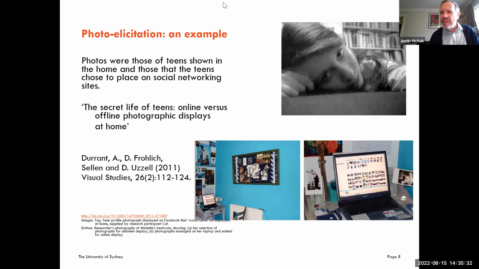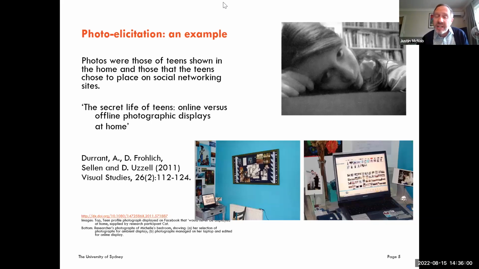This is your other reading for the week. This is an example of photo elicitation. Although sometimes there's a bit of crossover with these methods, we could perhaps say with the study there might be an element of photo voice in it as well, but this is mainly photo elicitation. This is a British study in which the authors did in-depth interviews with 4 British teenage young women, 18-year-olds.